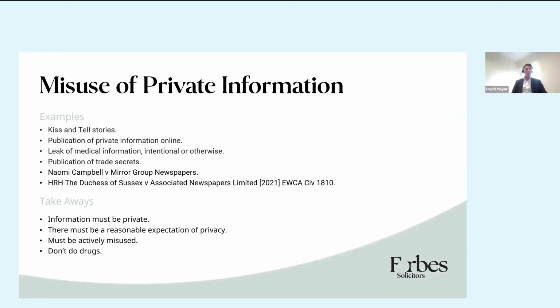What kind of cases are we talking about with those? Your typical kiss and tell stories in the newspaper, publishing private information online, leak of medical information, trade secrets, that kind of thing. And this mainly came about, really, it started with the Naomi Campbell case, which you might remember from quite a long time ago now. She was photographed coming out of a Narcotics Anonymous meeting in London, and she was covertly photographed, and that was published in the newspaper with an article which obviously insinuated that she was a drug addict. And she sued the newspaper for breach of confidence under the Data Protection Act, misuse of private information.